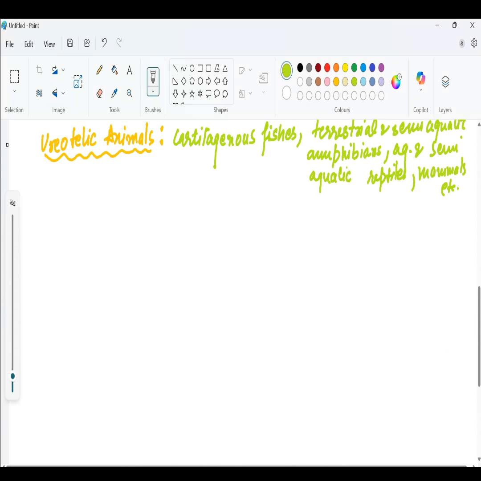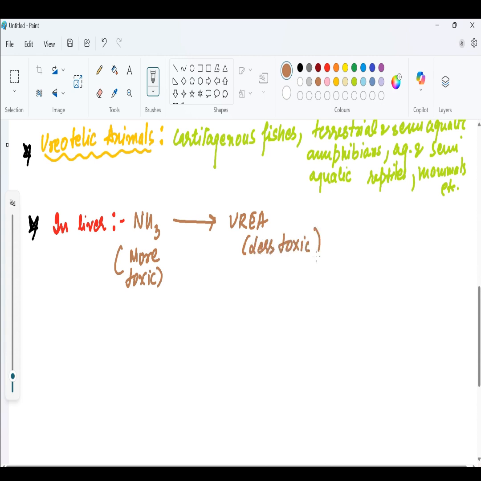So the next thing is how it is eliminated from the body. What is actually happening in ureotelic animals? In the liver, this mechanism is very important to understand. In the liver, the ammonia is being converted into urea. Now this ammonia is more toxic in nature. This is less toxic in nature. So in ureotelic animals, in the liver, the ammonia is being converted to urea.